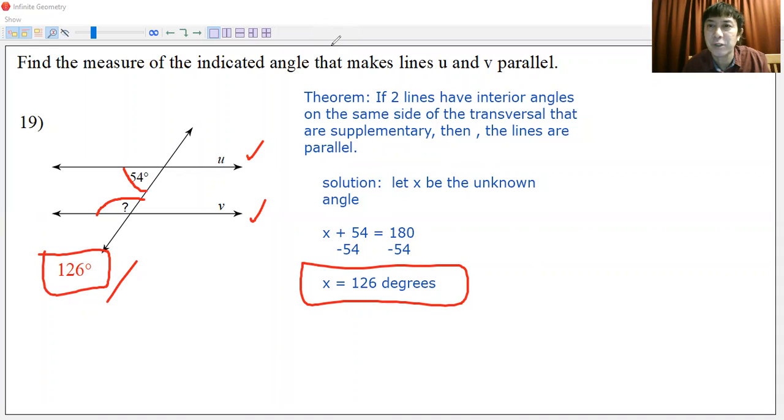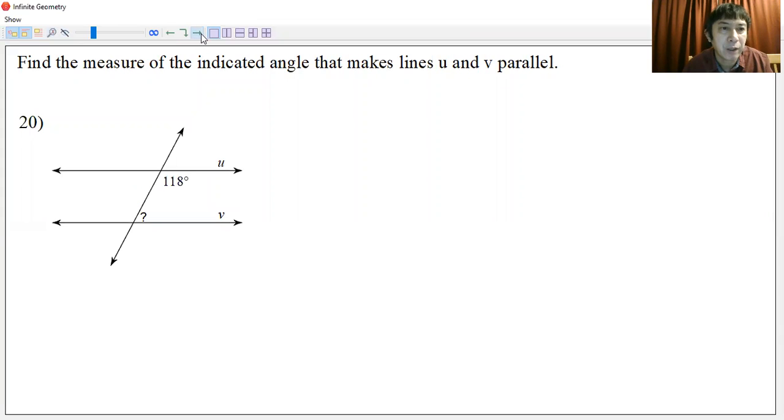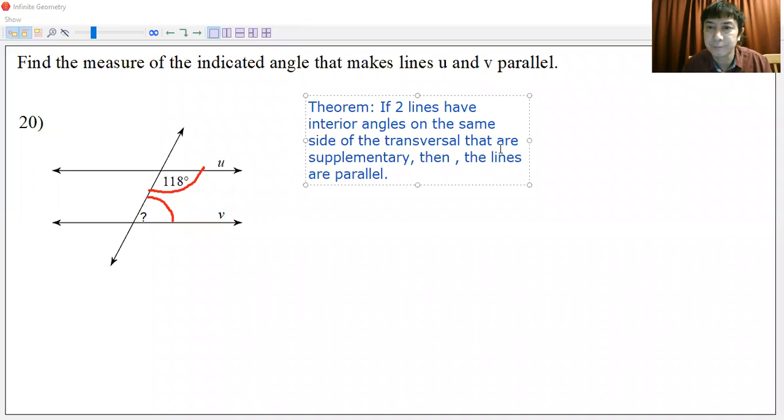Let's now proceed to number 20. Here is number 20. The diagram shows us another pair of two interior angles on the same side, one over here and one over here, the unknown. And so we apply the same theorem there.